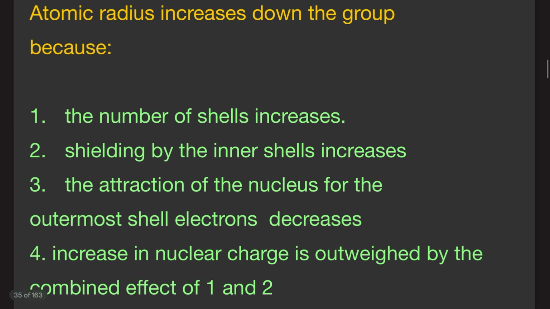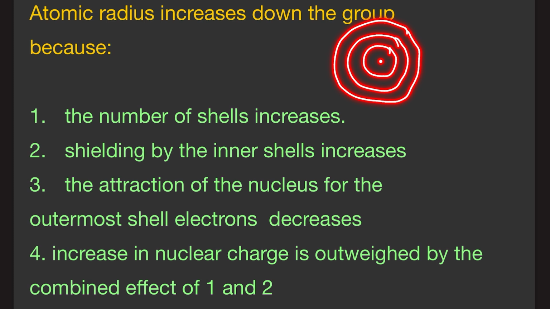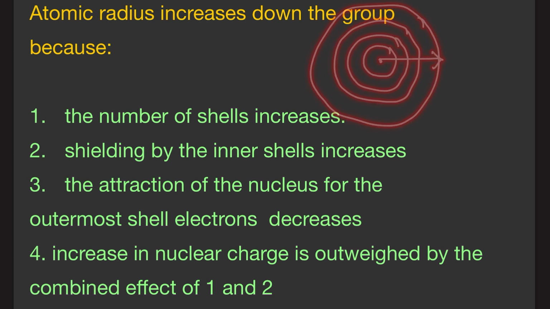Atomic radius increases down the group for the following reasons. Number one reason is because the number of shells increases. So as we go down the group, for example group 1, the number of shells increases from 2 shells in lithium, then 3 shells in sodium and 4 shells in potassium, and so on. And so as we go down the group, the increasing number of shells means the atomic radius also increases.